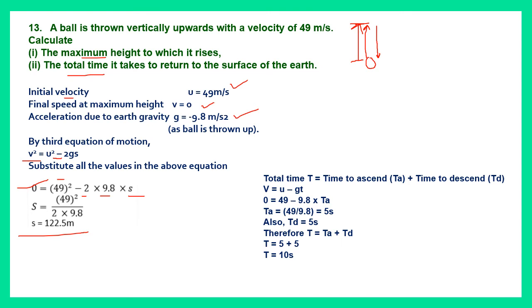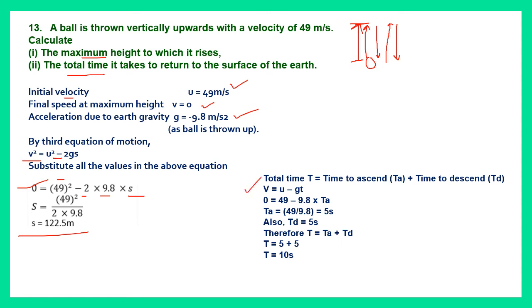This is the next point. Now we have to find the total time. See how much time will be taken: the time taken by the ball to ascend and the time taken by the ball to come down. And to find out this, we will use the first equation of motion.